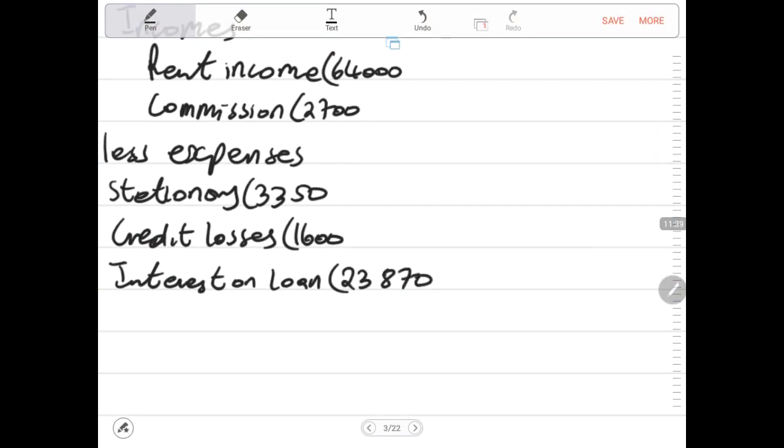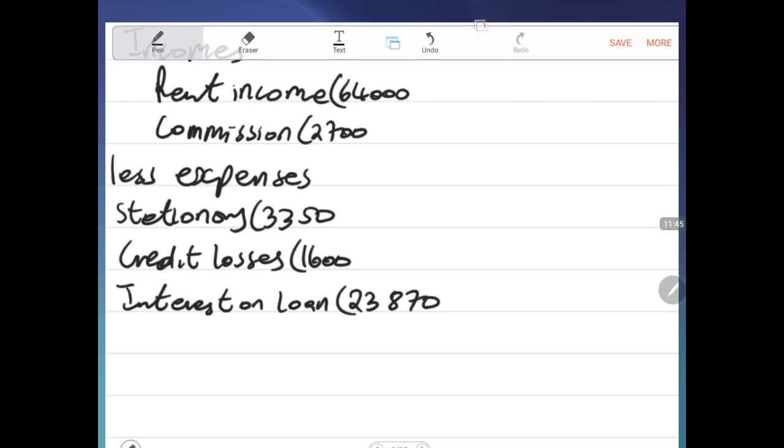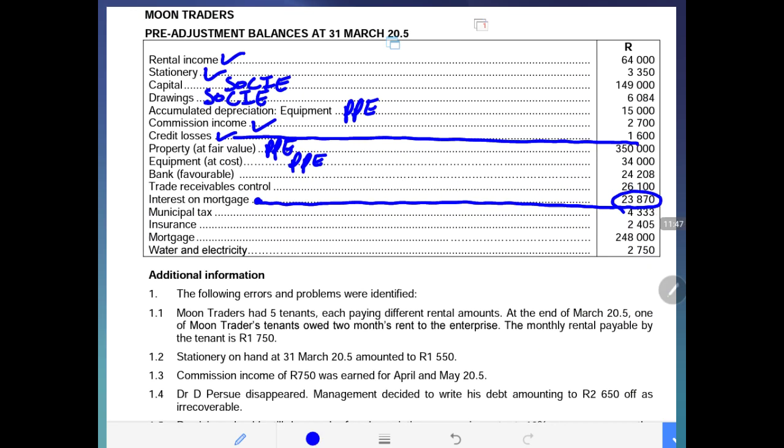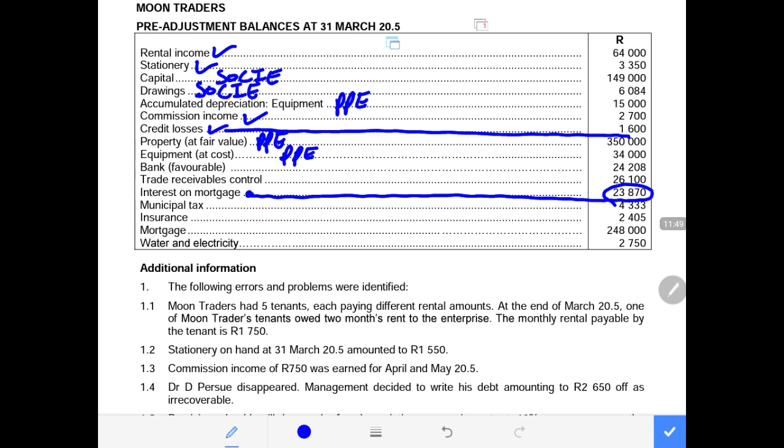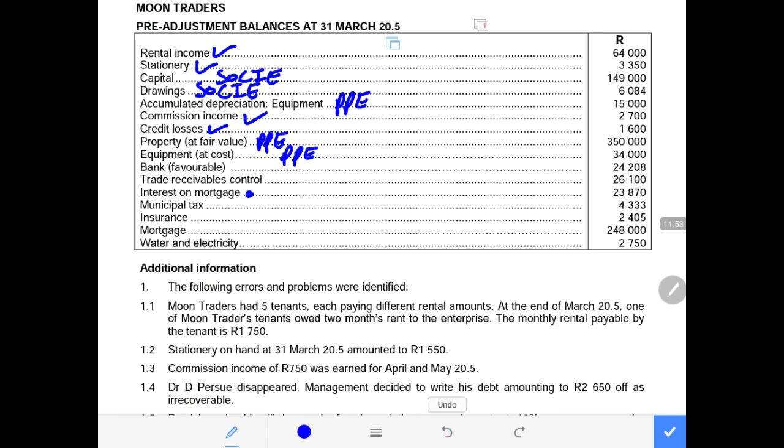23,870. This is already paid. And I always say this, expenses that we see in the trial balance are the expenses already paid, and incomes are the incomes already received. So now that means the income that we see, the rental income here, is the rent that we have already received, but it does not mean this is what we're supposed to have received.